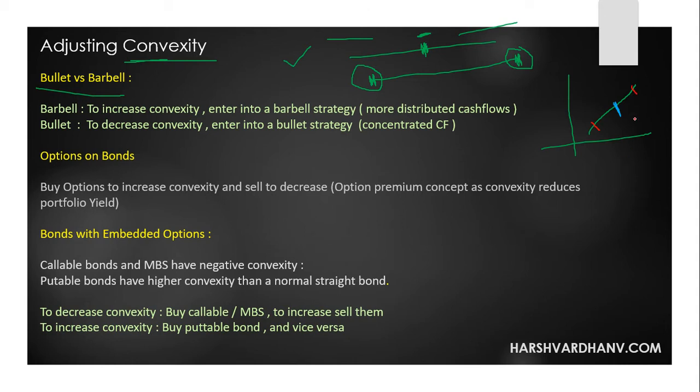Now, obviously, if the interest rate changes, the red points, which are exposed to more yield curve points, are subject to more changes rather than the blue point. So the convexity will only change if you have distributed cash flows. If you want to increase the convexity, get into a barbell strategy. If you want to decrease the convexity, enter into a bullet strategy and concentrate all your exposure to a single tenor.